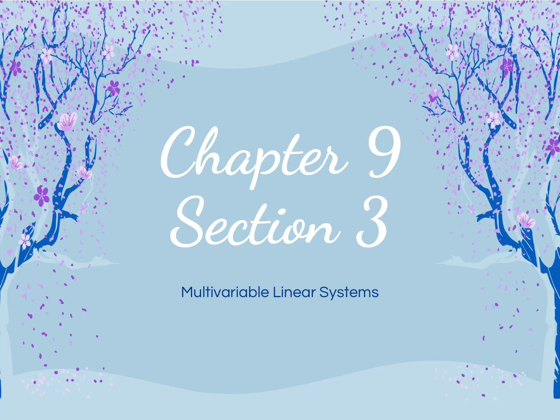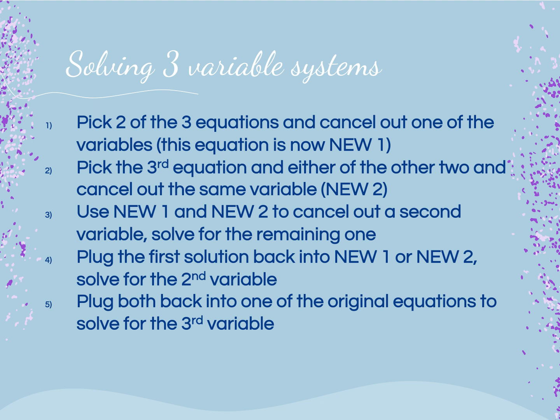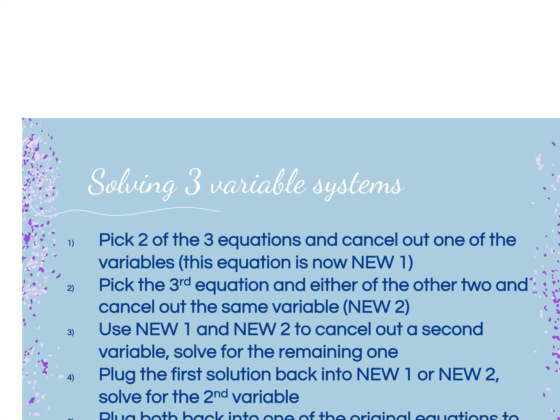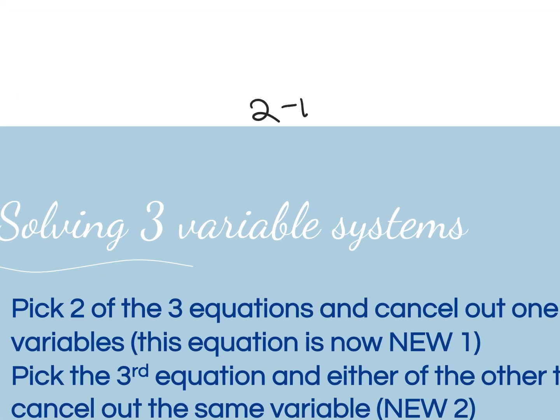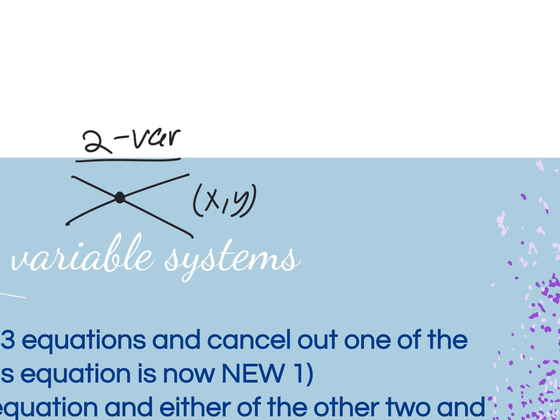We're going to do 9.3, three variable systems of equations. So to solve a three variable system, first I'm going to tell you that a two variable system, which you're most familiar with, is a line with another line and the solution is a point. Sometimes there's no solution, sometimes it's all real numbers, but you have a point, and we call that point x, y. With a three variable system, it's a plane with another plane.